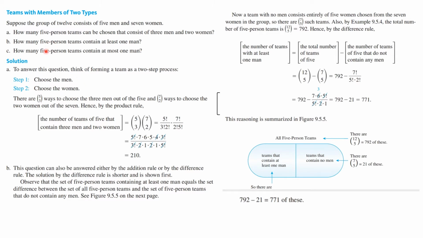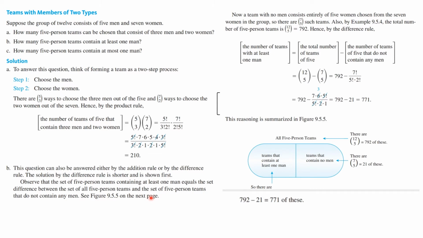Problem B says, how many 5-person teams contain at least 1 man? Now the question here can be answered either by the addition rule or by the difference rule. Again, a lot of times the difference rule may be cleaner for some students. And certainly it is shorter, okay?